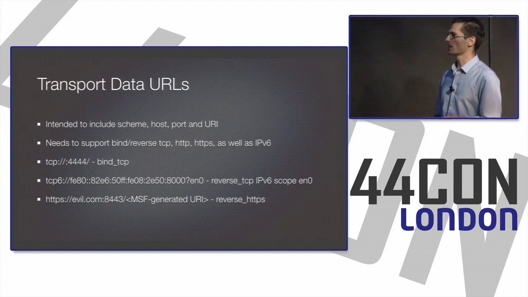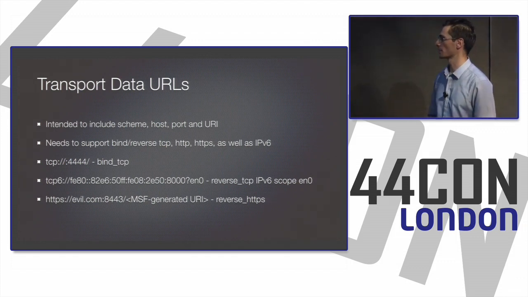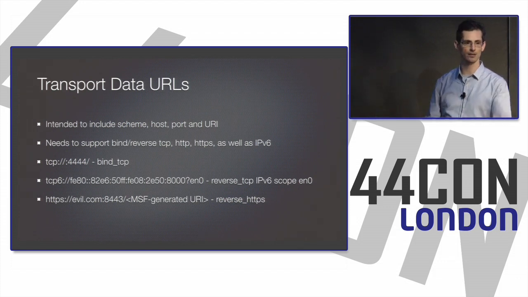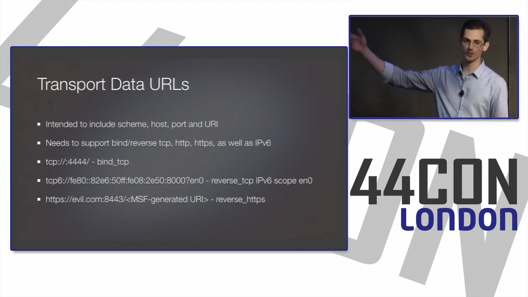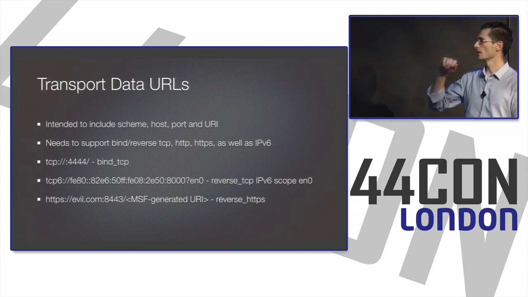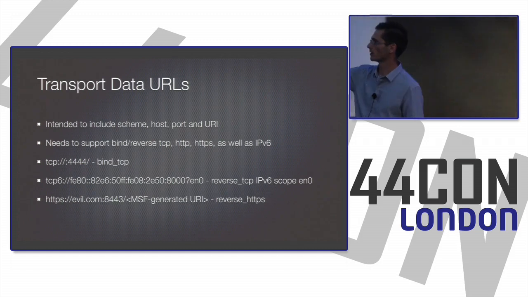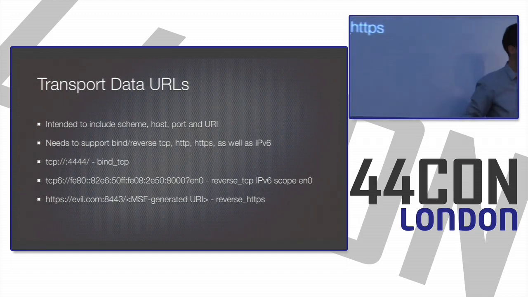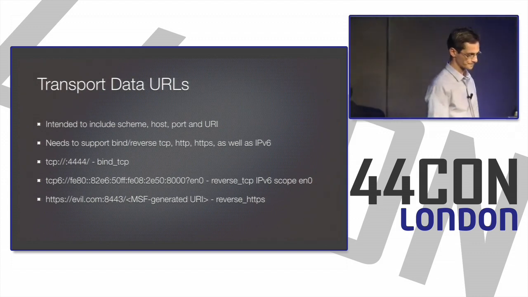Transport data URLs. I've covered this for the most part, so I might skip over it. But what I wanted to show you is the kind of URLs that you'll see inside the configuration. It supports IPv6 as well. You can see here what I'm saying. This is where the horribly long URIs are thrown in, so have a look at those. There's some interesting stuff going on there.